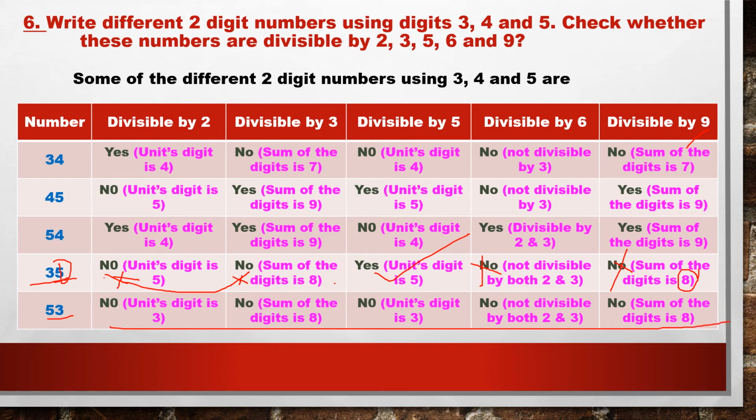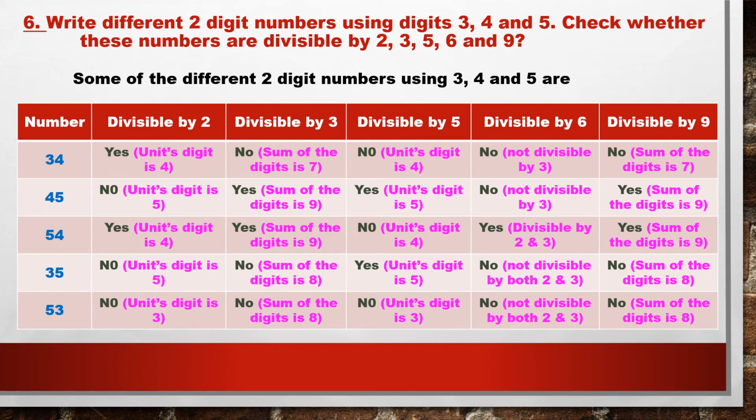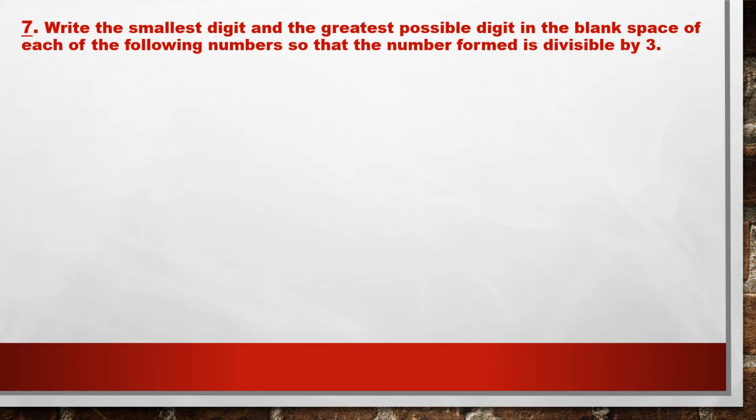Okay. So let us go to the next problem. So here is your next question. Write the smallest digit and greatest possible digit in the blank space of each of the following numbers, so the number formed is divisible by 3.